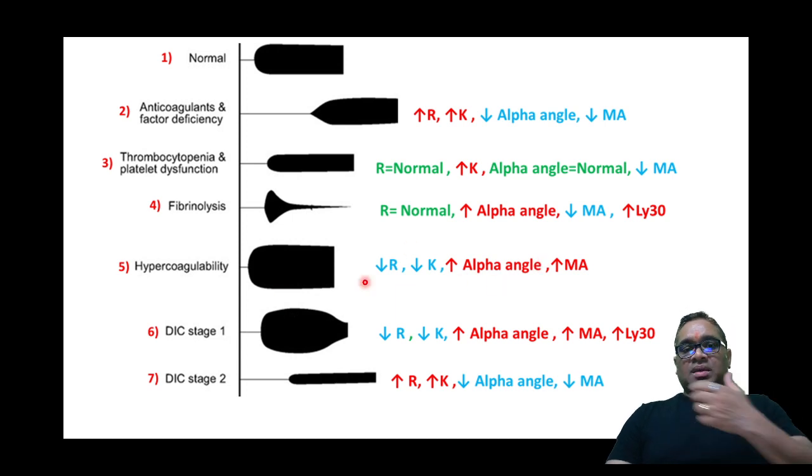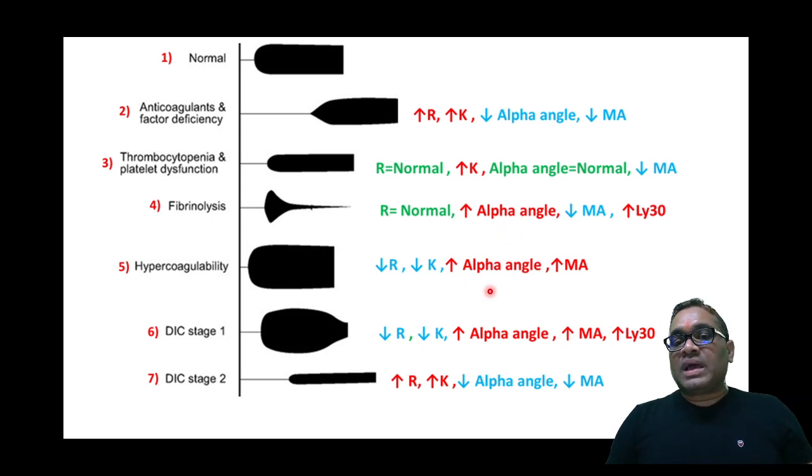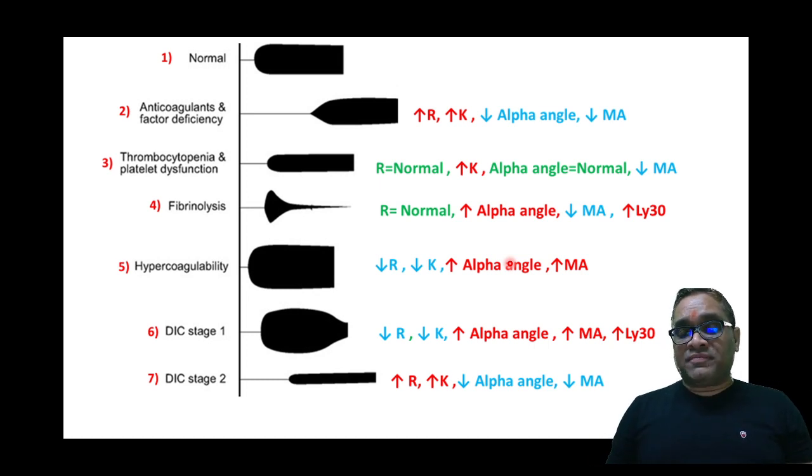Alpha angle, see, because hypercoagulation is going on, so more clot factor, more fibrinogen, more fibrin. So what will happen? Alpha angle will be increased, right? Because the coagulation pathway is hyperactivated, more platelets will be involved. So when more platelets are interacting, there will be an increase in maximum amplitude. So now you understand the importance of the hypercoagulable condition.